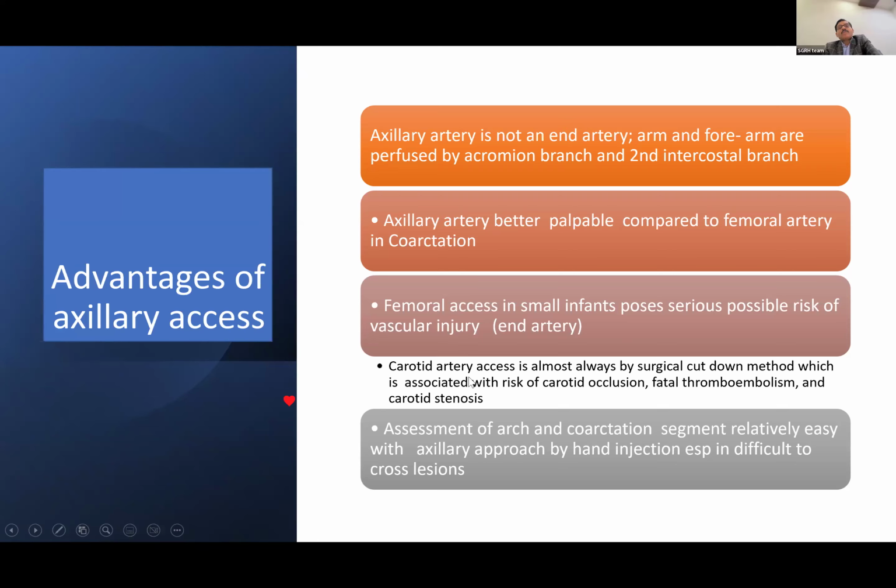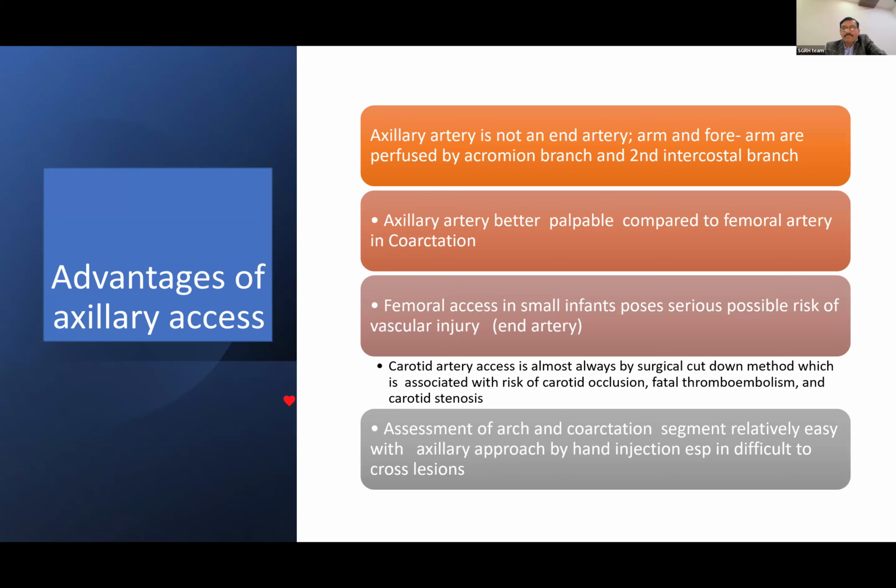Compared to that, carotid artery access is also cumbersome. Mostly it is done by a surgical cut-down method, with the risk of fatal thromboembolism and carotid stenosis. You are near the brain. So carotid artery access is also not favorable if you can get the axillary artery. Assessment of the arch and coarctation segment is relatively easy with the axillary approach by hand injection, especially in difficult to cross lesions. The contrast requirement is very less, and difficult to cross lesions are very easy.